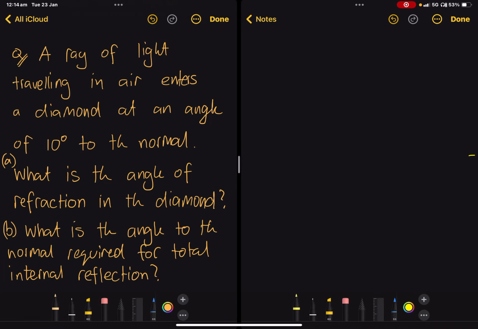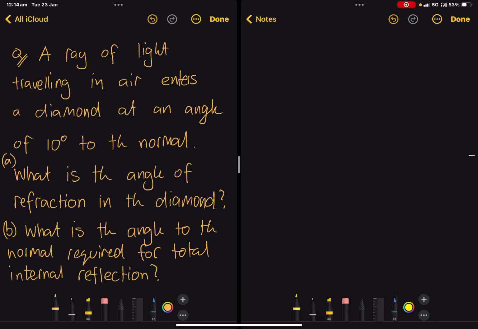Okay, so now we're going to have a look at another question from waves and thermodynamics. This is a question about light waves. We are told a ray of light traveling in air enters a diamond at an angle of 10 degrees to the normal. We're asked A, what is the angle of refraction in the diamond? And then B, what is the angle to the normal required for total internal reflection?